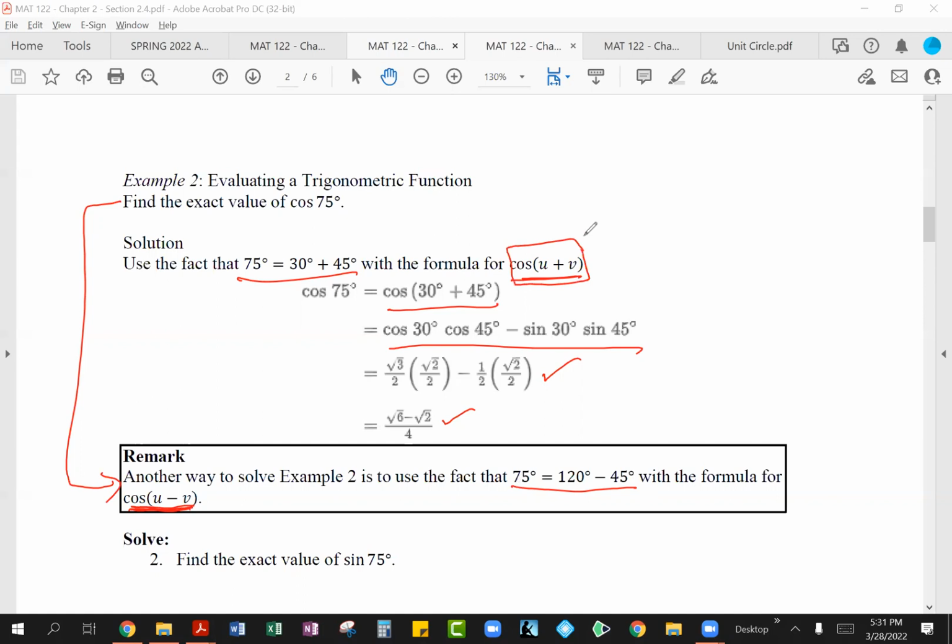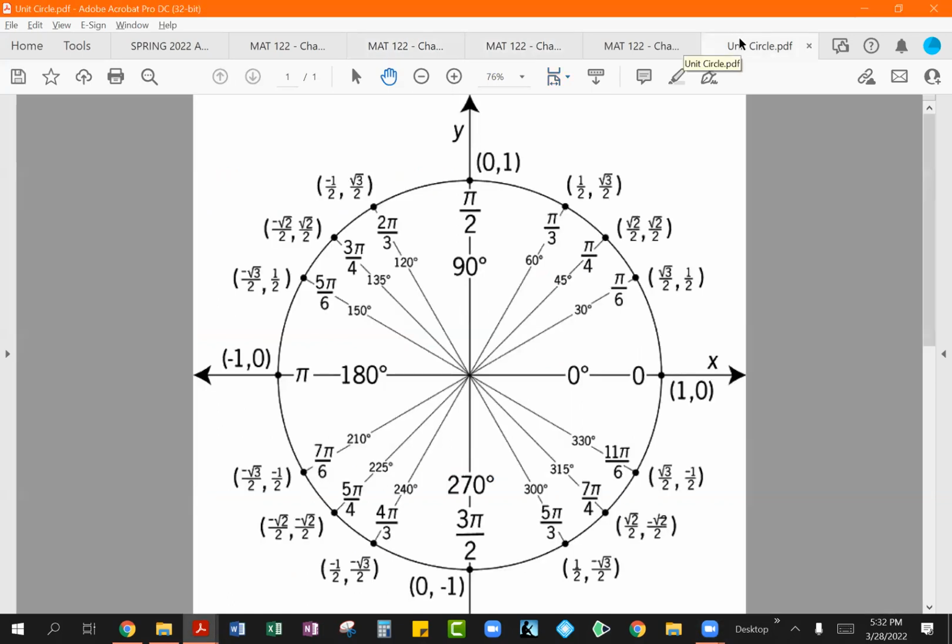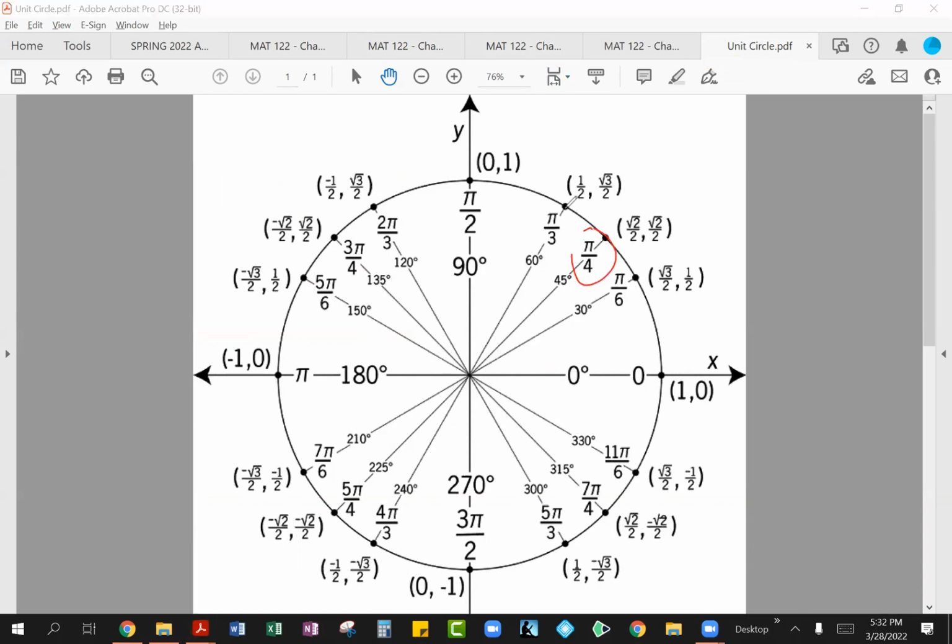But the key thing you want to do when you're working with these types of examples is try and stay within these known angle measurements. That's why we are using pi over 4 and pi over 3, or we did the 45 and the 30 degrees. You want to try and stay within the given angles on the unit circle, because then you don't have to go calculate that value. You can just use the unit circle to help you out.